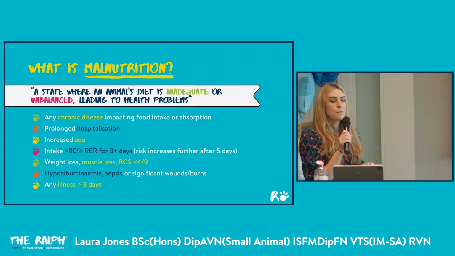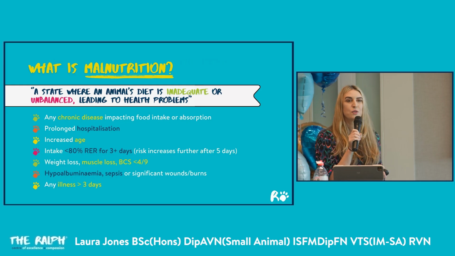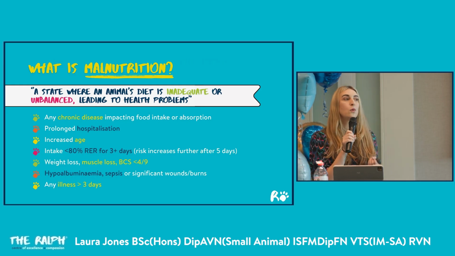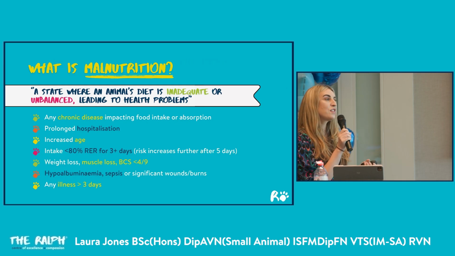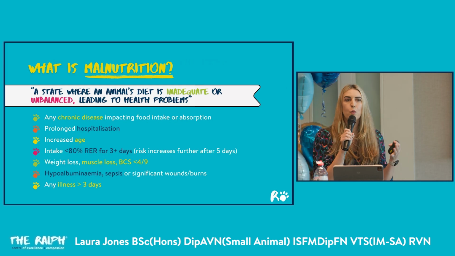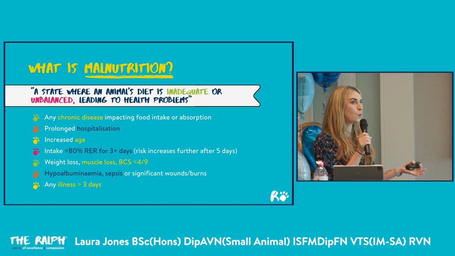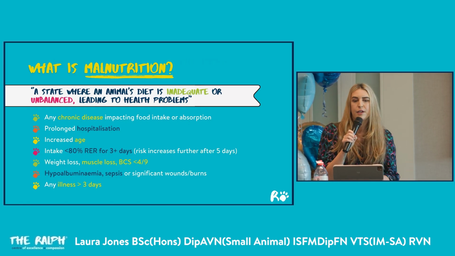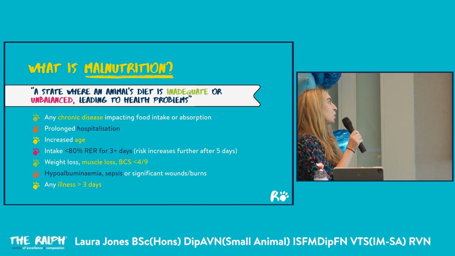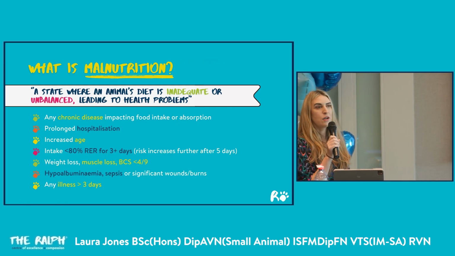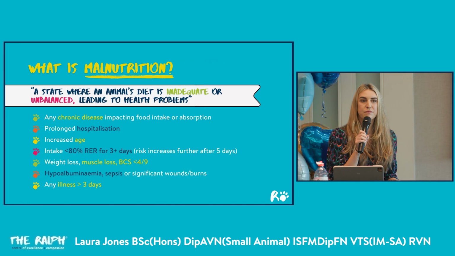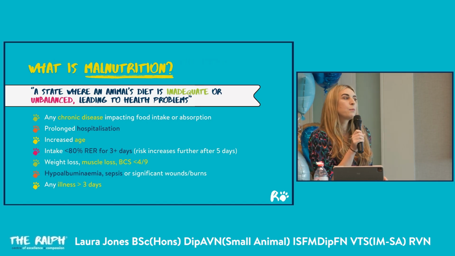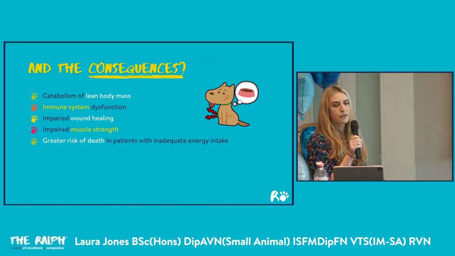Patients with weight loss, muscle loss, or a body condition score of less than 4 out of 9 are also at increased risk, as are patients with low albumin levels, sepsis, or things like significant wounds or burns where these patients are going to lose more protein. Patients with any illness longer than 3 days are also at risk of malnutrition, and actually that's the vast majority of our inpatients. So this is a big problem for us to deal with.